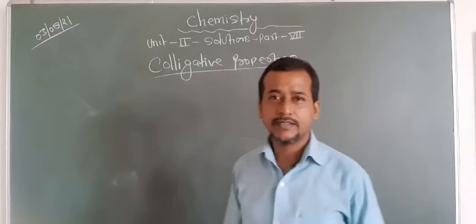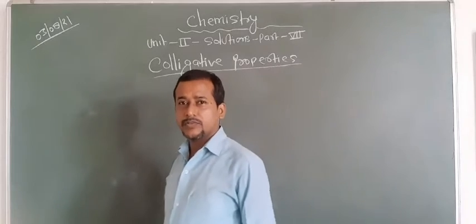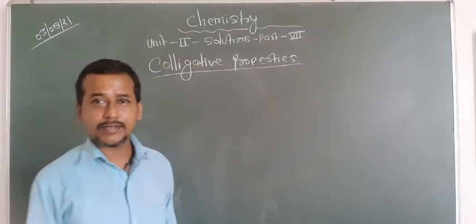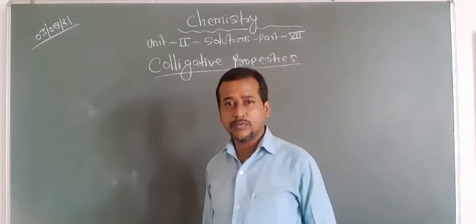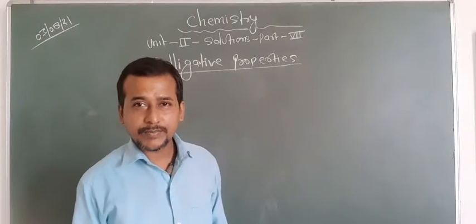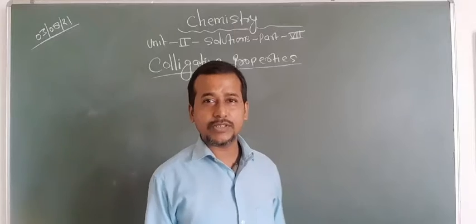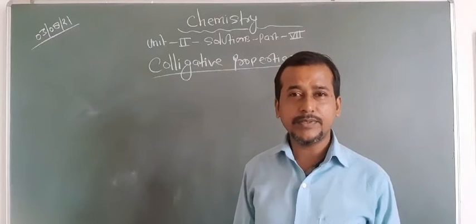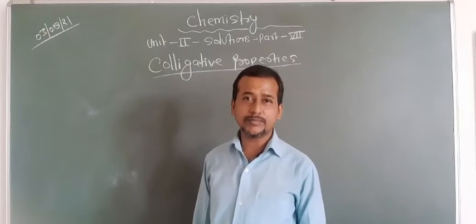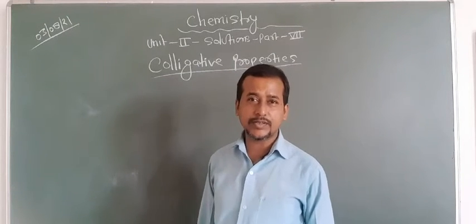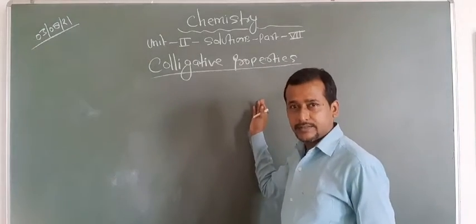In the previous lecture I told you about Raoult's law and its relation with volatile and non-volatile components in the solution. Today I will tell you the most important property of solutions, from which a question arises in the board examinations, either in the form of theory or in the form of numericals. In most cases one numerical question is asked from this part. So the part is known as colligative properties.